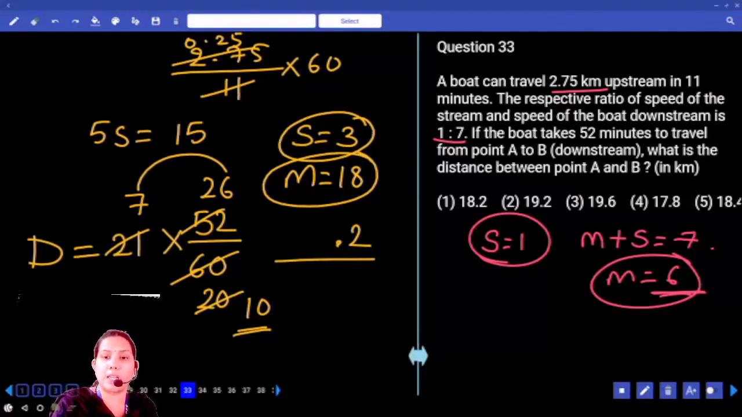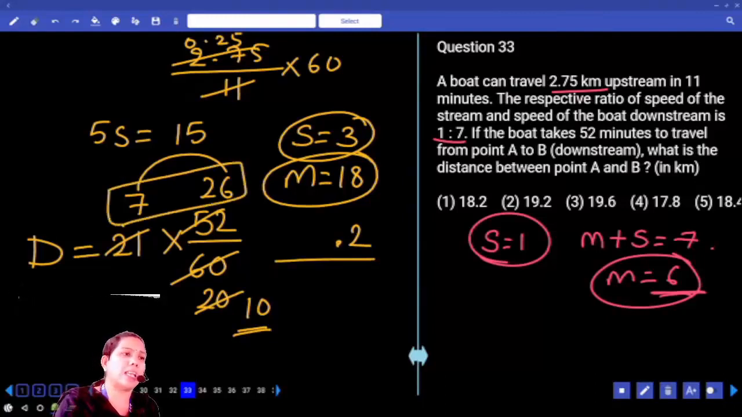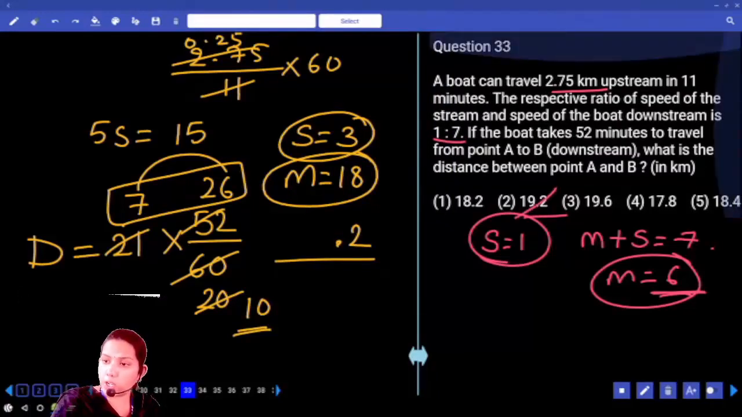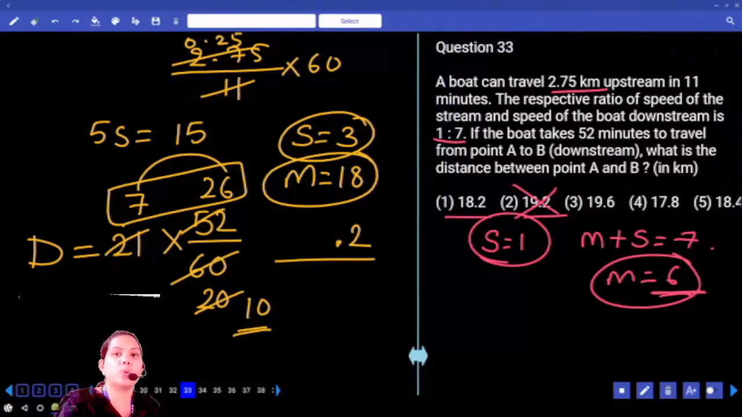How many options are there? 2 options, 18.2 and 19.2. 7 and 26, is there any 3 multiple? So the answer must not be a multiple of 3. 192, is it a multiple of 3 or not? So this is not your answer. So the answer is 18.2.